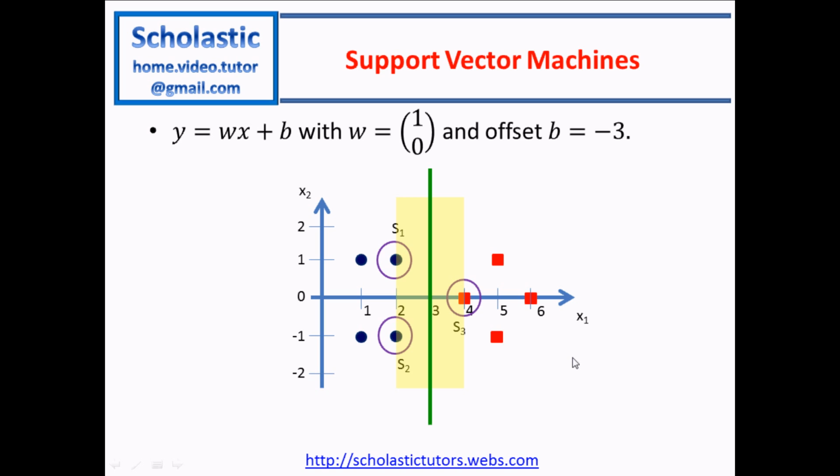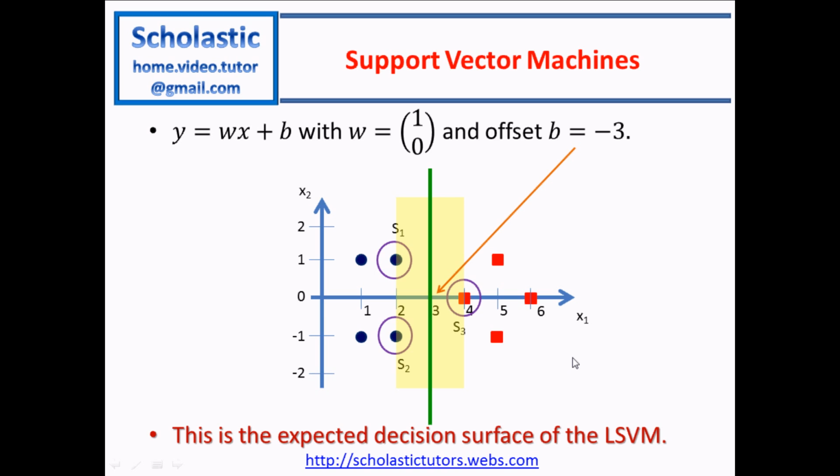So this is our answer. Basically, this is our hyperplane. This is the expected decision boundary for the linear support vector machines. The term linear is used because the hyperplane that you require here is a linear one.